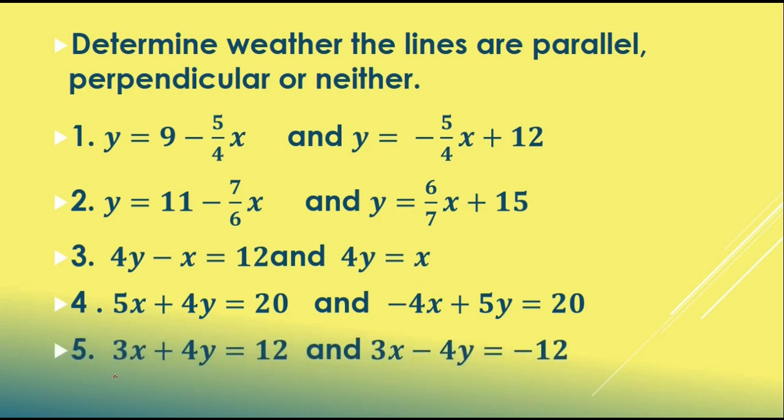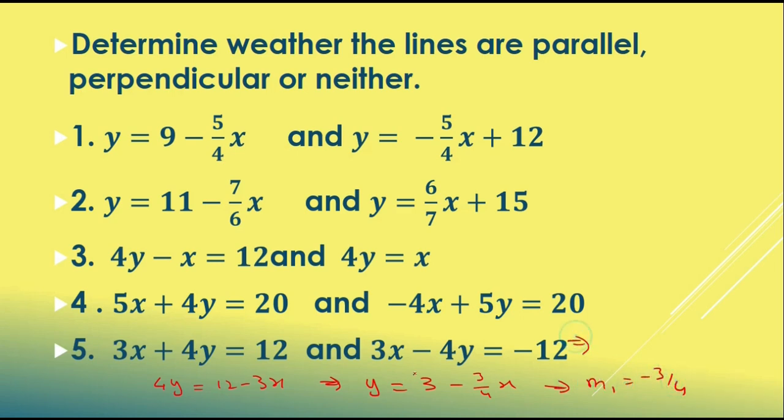These two lines, question number 5: 3x plus 4y is equal to 12 and 3x minus 4y is equal to 12. Okay, try here. 4y is equal to 12 minus 3x, which gives y is equal to 12, divide by 4 on both sides, 12 over 4 is 3, minus 3 over 4 x.